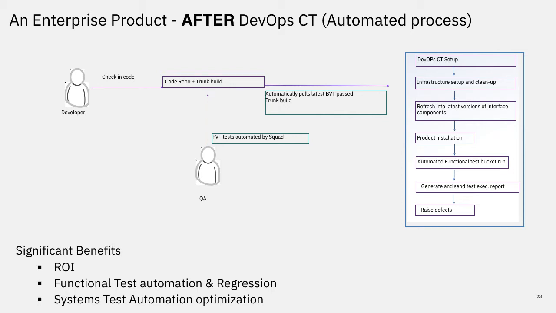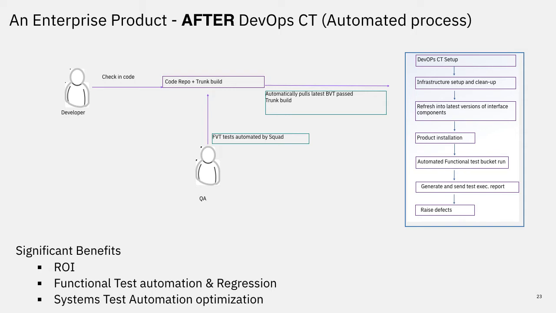Then you got your automated functional test buckets run on this BVT pass build. Then the automation actually generates and sends the execution report, and the testers look at this report and then raise the defects. Now, if you look at this process, you got significant benefits like return on investment.